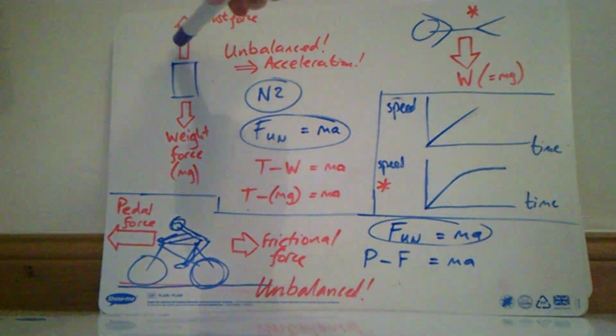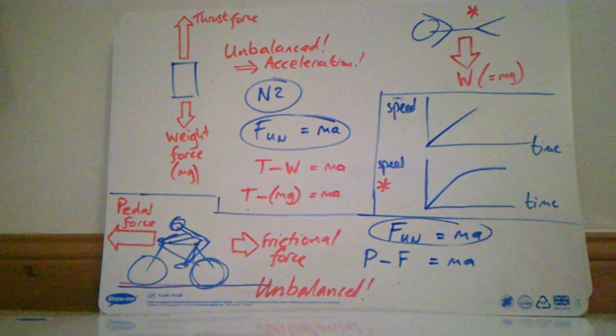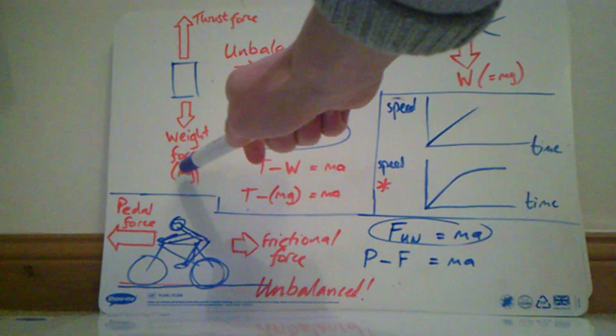So the thrust force is really big, the weight force is a bit smaller. It's an unbalanced force, so you're going to have an acceleration going upwards. Again, if you wanted to work out the weight force, you'd do W equals mg.